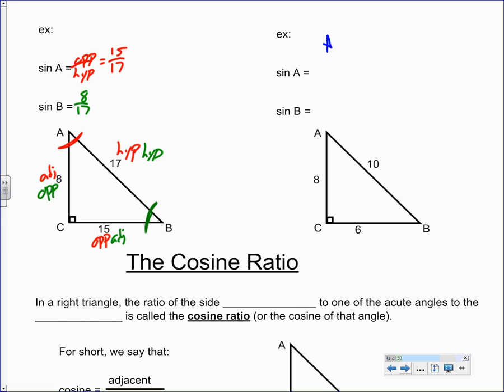Now the triangle on the right, this is an example for you to try on your own. We'll go over these before we start going over the practice problems at the end of the notes.